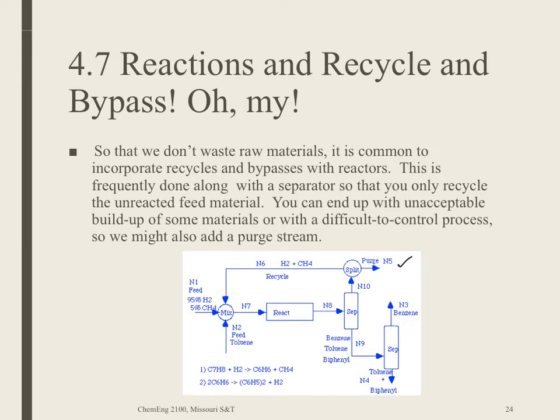From the reactor, it's going to go to a separator. Some of the separator is going to be our desired product, benzene, toluene, and biphenyl, and that will then go to a second separator to create a pure benzene stream and a toluene and biphenyl stream. The rest of the stuff was my unreacted feed materials, and those are going to be recycled back to be fed into the reactor again. Now, unfortunately, this will end up building up, and so therefore we have to add a purge stream. But this is going to be like a split point right here.